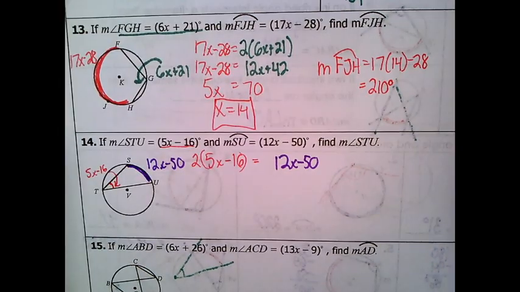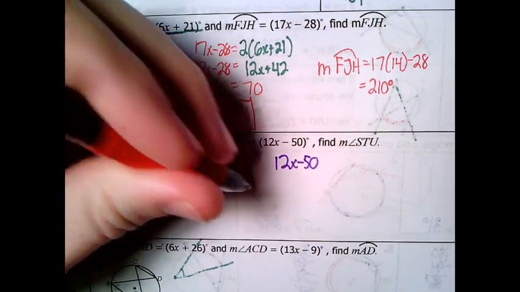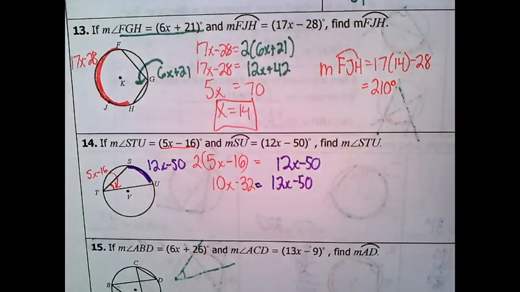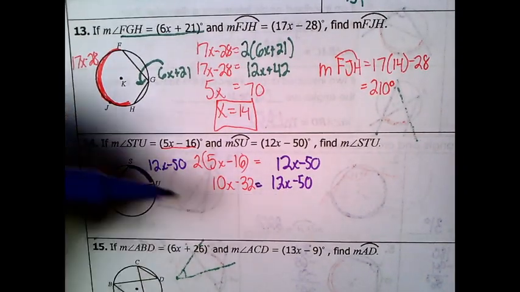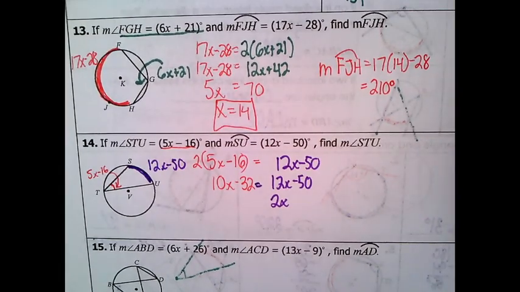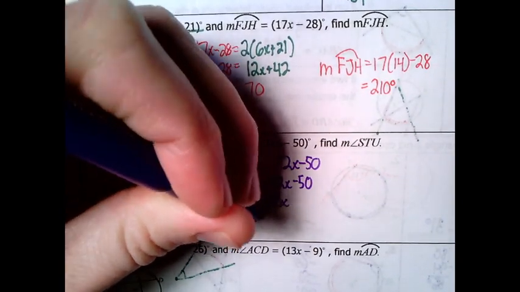Remember, you times it by 2. So 2 times 5x is 10x minus 32 equals 12x minus 50. Okay. So again, I got to subtract. I'll subtract 10x over here to give me 2x, which means I'm going to add 50 over here. Just going to give me 18. Divide by 2. X is 9.